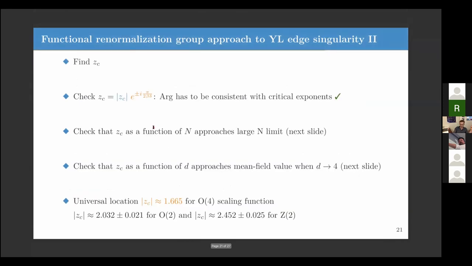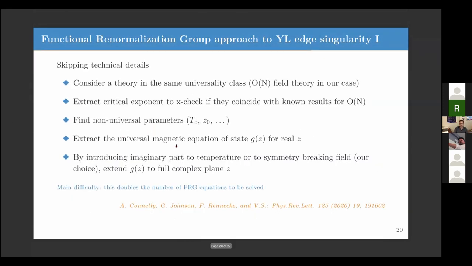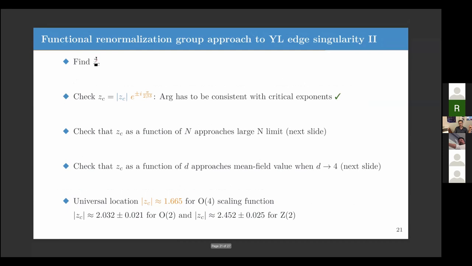Then I will extract a universal magnetic equation of state for real values of its scaling variable. By introducing an imaginary part to the temperature, or to the symmetry breaking field, this was our choice, I will extend the magnetic equation of state to the full complex plane in z. In this case, I will be able to define the location of the singularity.